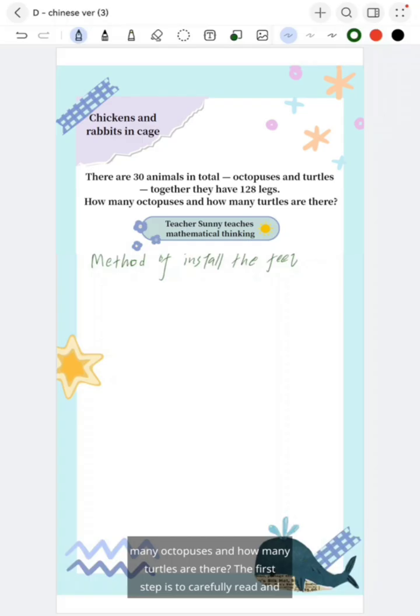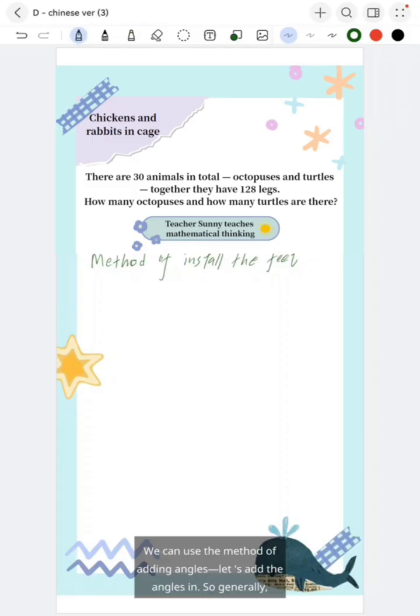The first step is to carefully read and analyze the problem, which is something you must do every time you solve a problem. If you analyze the problem well, you've already solved 50% of it. If you can't analyze the problem, you won't even know where to start, and then there's simply no way to solve it. Alright, so let's take a look at this problem.